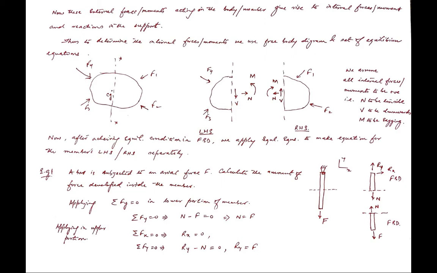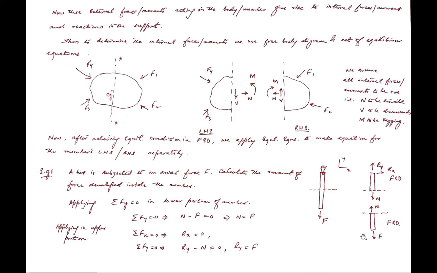So we use equilibrium equations, and what are those equilibrium equations? Sigma Fx is equal to 0, sigma Fy is equal to 0, and sigma moment. So moment about which point? Moment about this cross section or this line. We don't need that because there is no moment acting over here. We have only a vertical force acting over here.